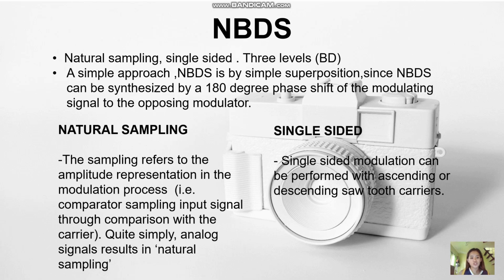In the definition of natural sampling and single-sided, I put in how that was described. The sampling refers to the amplitude representation in the modulating process. Quite simply, analog signals result in natural sampling. The single-sided can be performed with ascending or descending sawtooth carriers. So that's how it is being defined for the two of them.